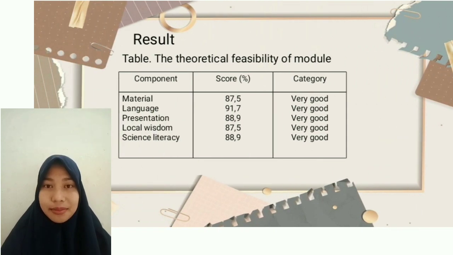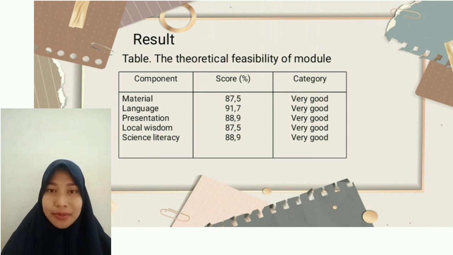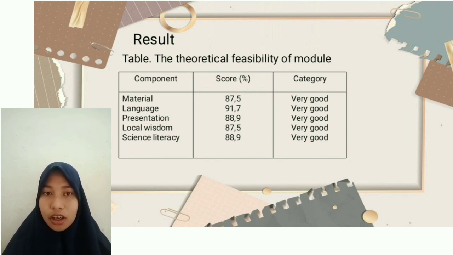Hello everyone, my name is Nailil Muna. I will present the theoretical feasibility result of the model, which is described in table 1 below. The first component is material with a score of 87.5% in the very good category. Then the language component score is 91.7% in the very good category. The presentation component score is 88.9% in the very good category. Then the local wisdom component with a score of 87.5% is in the very good category. Well, and finally, the science literacy component with a score of 88.9% is in the very good category.